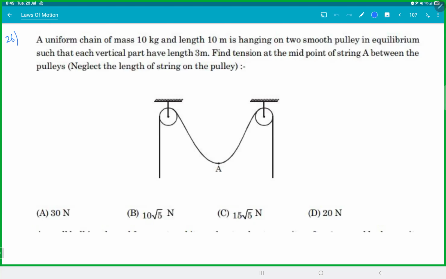So we have a chain of mass 10 kg, 10 meter length, hanging on smooth pulleys in equilibrium. So this whole thing is a rope. The total is 10 kg and 10 meter. The vertical part length is 3 meter. Find the tension at the midpoint of the string. So I want the tension here. Let's see how you will handle this.